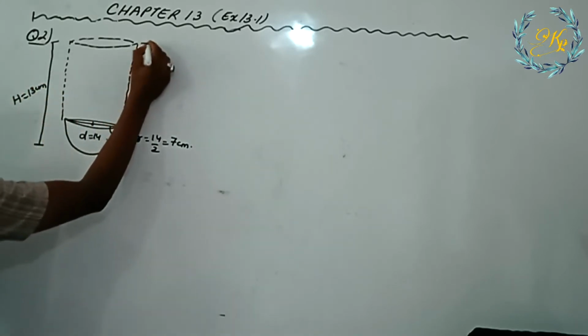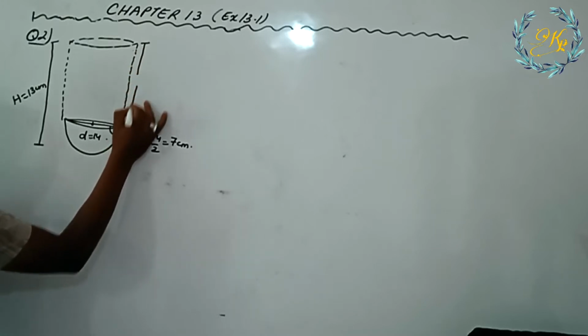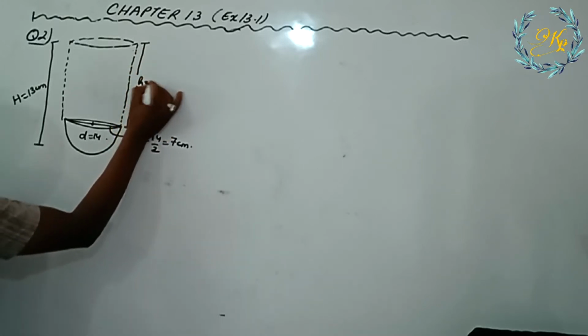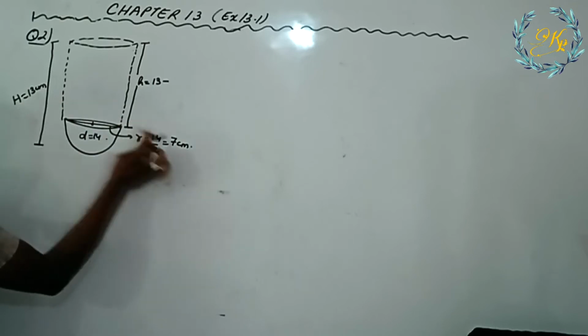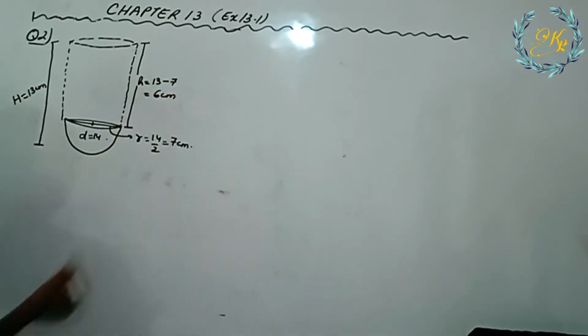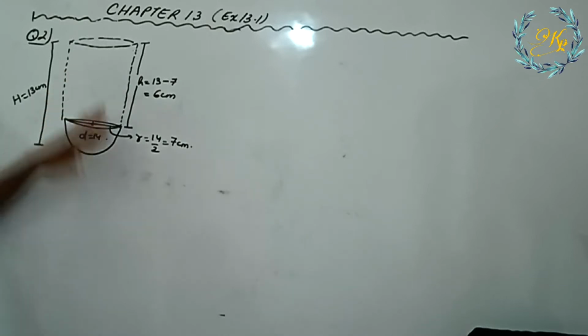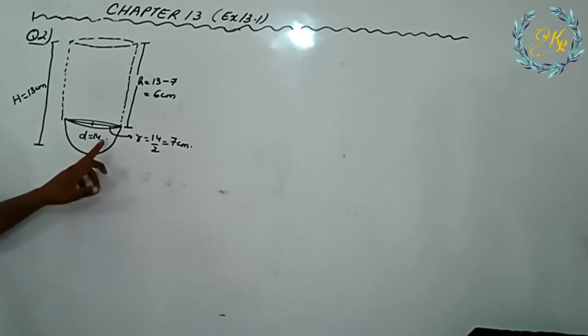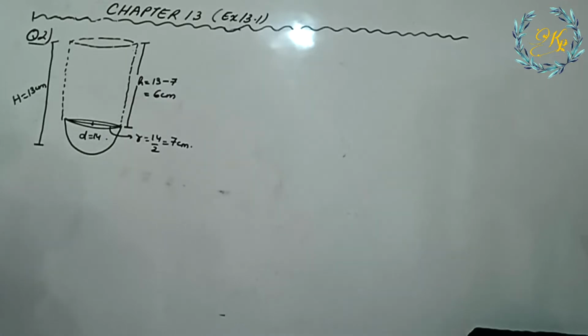Hence, the height of the cylinder will be 13, the total height minus the radius. That will give you 6 centimeters. So the height of the cylinder will be 6 centimeters. Now having marked all the values, the measurements of the cylinder as well as the hemisphere, now let's see what is asked to us. They are asking us to find the inner surface area of the vessel.